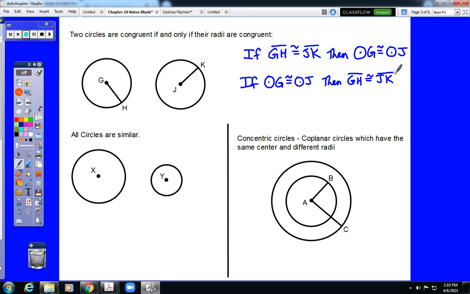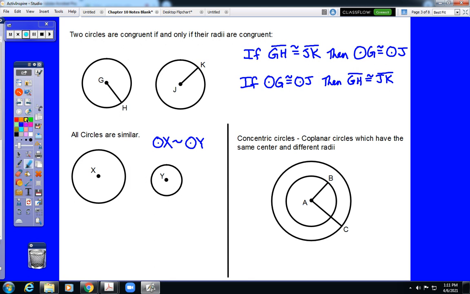Well, as it turns out, all circles are similar, period. Okay, all circles are similar. So circle X is similar to circle Y 100% of the time. Doesn't even matter. We could throw 18 more circles up there. They would all be similar. Circles are always similar. Always.